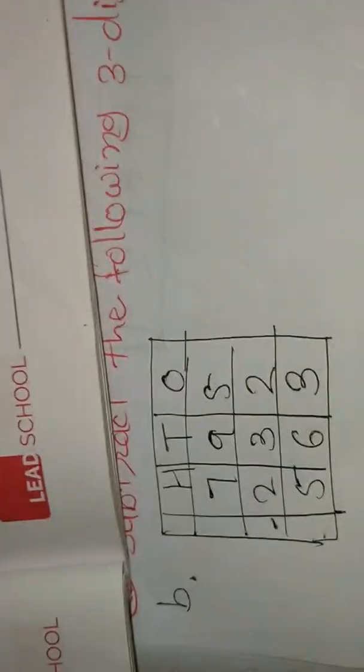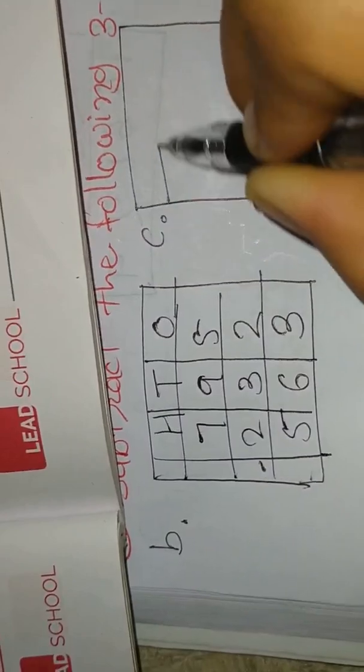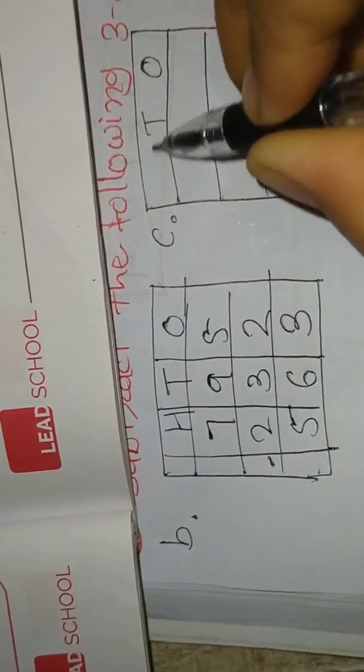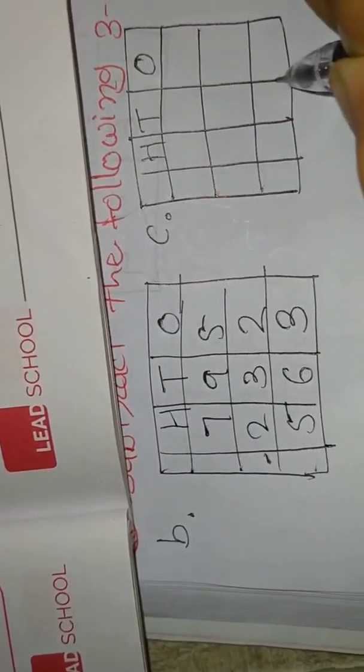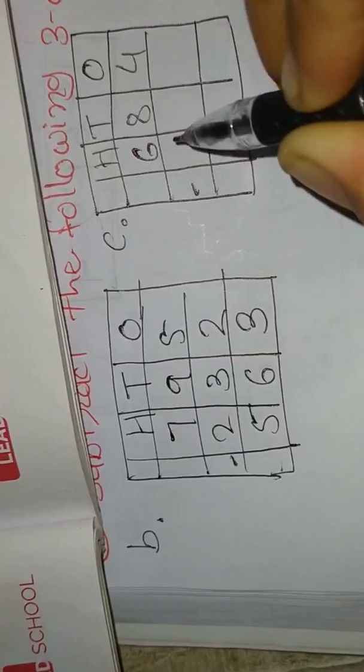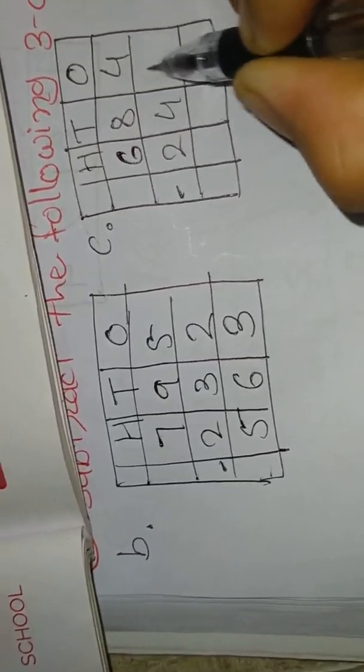Then students, see the next sum. In that we have to draw the place value box first. In that box we have to write ones, tens and hundreds. Then we have to write 684 minus 241. For your identification, I'll use another colour for the answer.